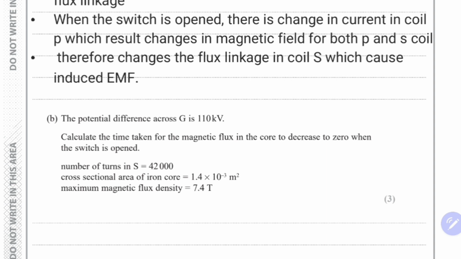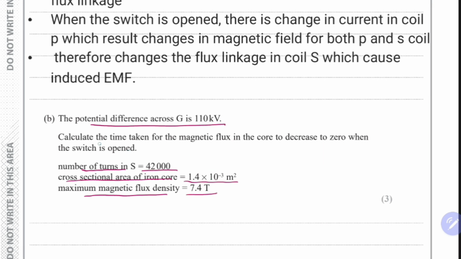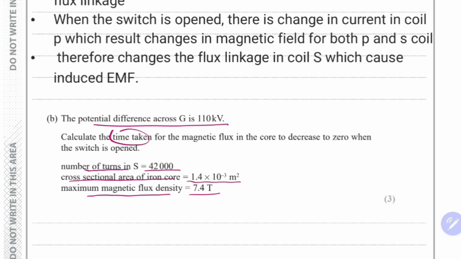Number B. The potential difference across G is 110 kV. Calculate the time taken for the magnetic flux in the core to decrease to 0 when the switch is opened. Number of turns in S is 42,000. Cross-section area of the iron core is 1.4 times 10 to the power minus 3. Maximum magnetic flux density is 7.4 Tesla. Our key point is to find time taken.